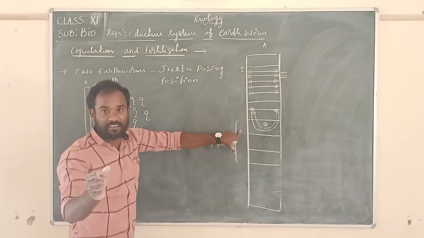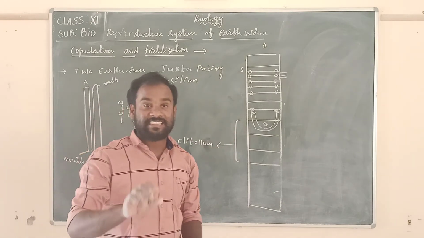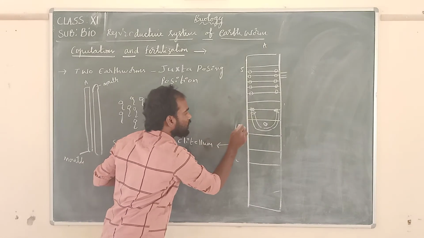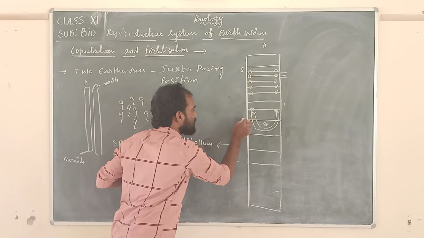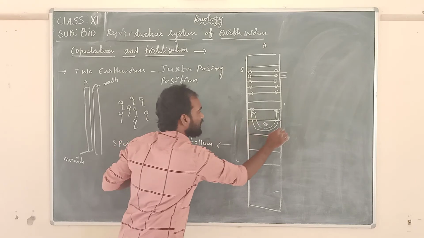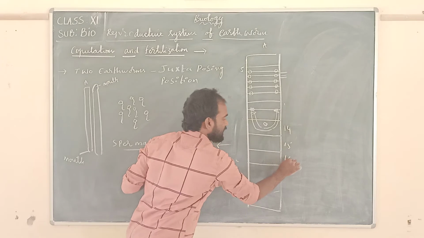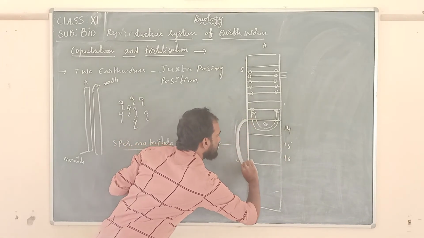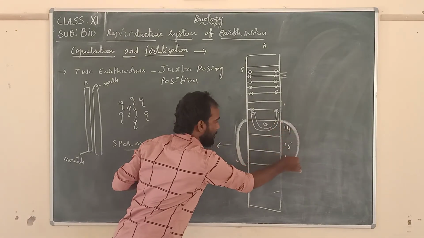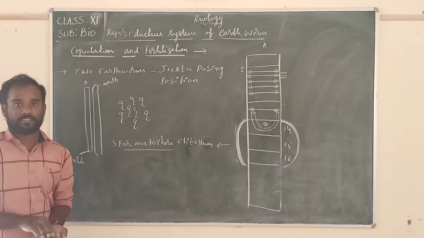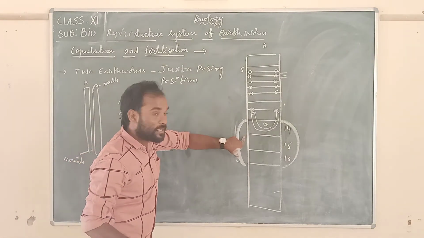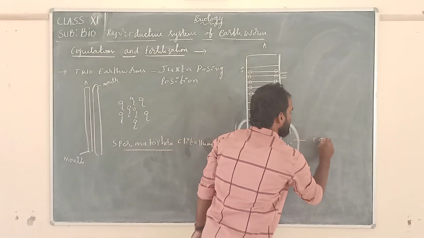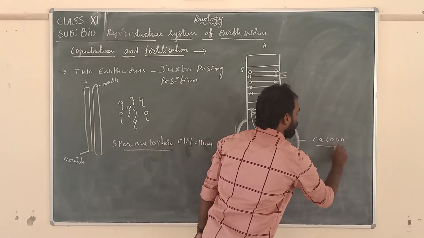This clitellar region, the 14th, 15th, 16th segments, secretes a mucus. Because of that, there will be formation of a special structure. This mucus forms a special structure called the cocoon.